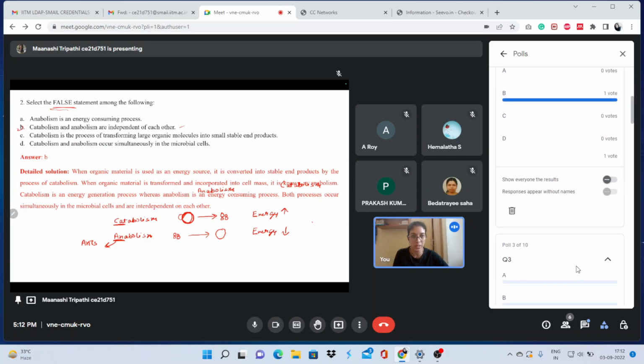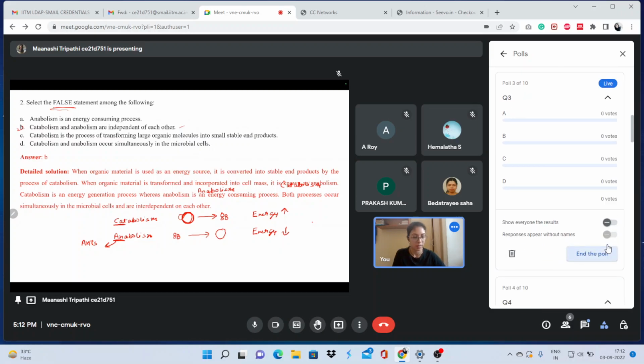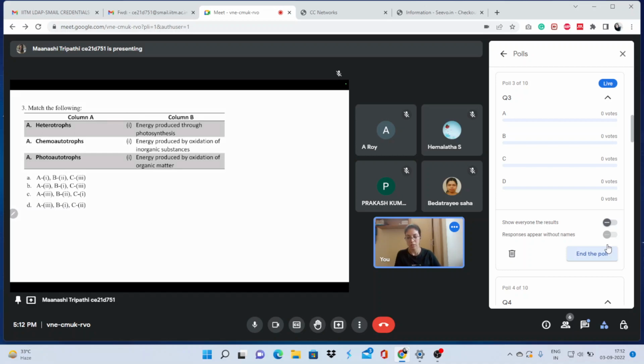Okay, we'll move towards next question. So this is question number 3. You have to match the following. These are options A, B, C, and this is second, and this is third. So heterotrophs, chemoautotrophs, and photoautotrophs. Try to answer this question.